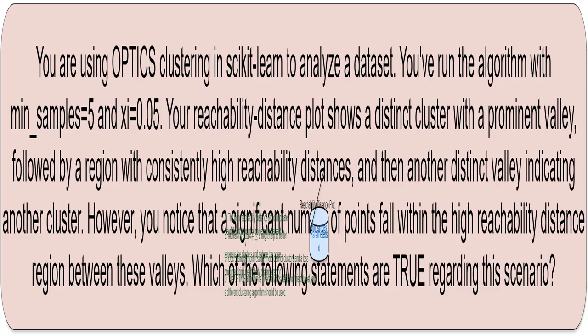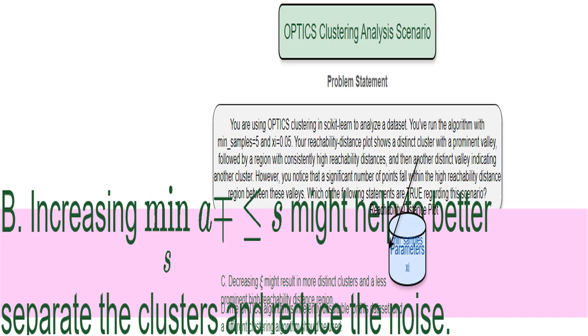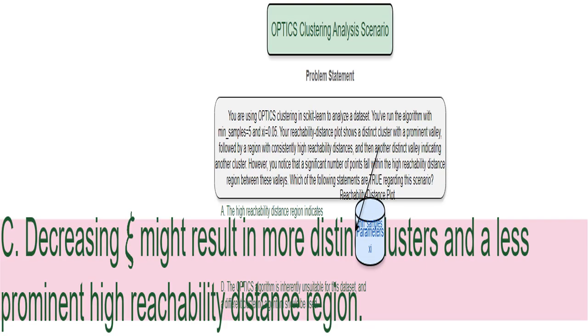A high reachability distance region usually suggests noise or points that don't belong to any particular cluster. In my plot, it's a region between clear clusters. By increasing the minimum number of points needed to form a cluster, I can make the algorithm less likely to identify noise points as separate clusters. It's like raising the bar for what constitutes a cluster. Reducing xi increases the sensitivity to density changes, which can help to better separate clusters and reduce the size of the high reachability region. Think of it as making the algorithm more picky about cluster formation, resulting in tighter clusters.